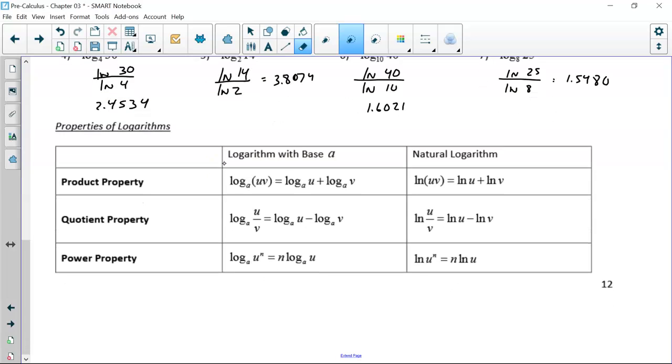So the different properties of logs. We have the product property. Log base A of u times v. Product property, we can split them up. They both get their own log with addition between. Also works for natural log. Quotient property, log base A of u divided by v. Division, you subtract the logs, the numerator minus the denominator. And then the power property of logs, log base A of u to the n. The exponent goes out to the front. It becomes n times the log base A of u. Keep that handy as we go over the next set of problems.